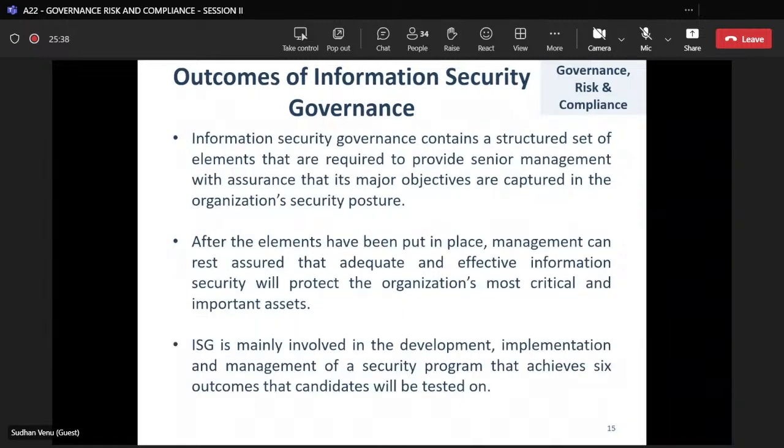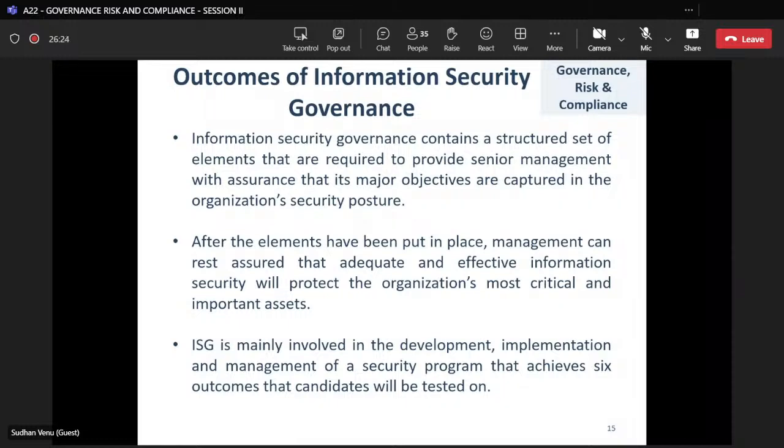So if you are making effective information security governance, and we have the importance of it, what is the outcome? If you are making effective information security governance, we will get some outcomes, right? That is the thing we are going to see, and these outcomes will be based on the management level security programs that will provide the outcome of information security governance.